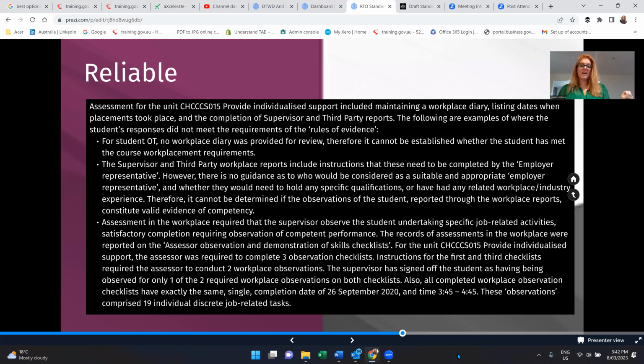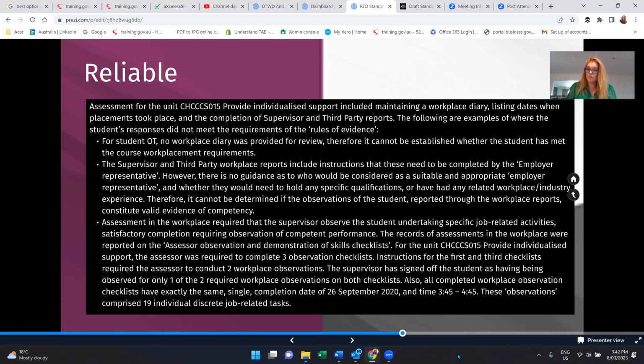So what we're basically saying is the document itself says you need to go out there probably 3 times. You need to complete at least 2 workplace observations. Instead, the trainer's gone out there once, for an hour, and they've signed off this whole giant document that had 19 individual job-related tasks in it. They've signed the entire thing off in an hour. And a smart auditor has looked at that and gone, that's not possible.